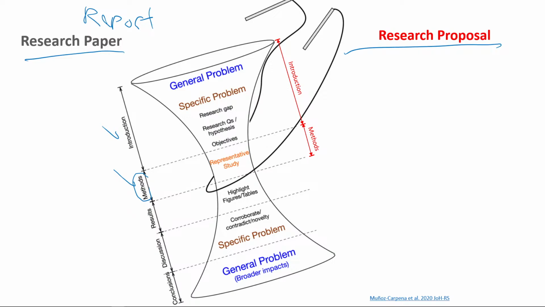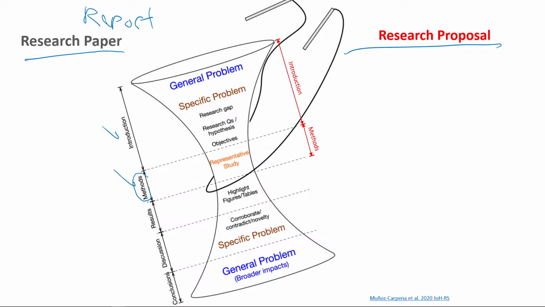Then you see here, this is general, and then you come to the results. In the results you start to become a little bit more general again. So here you highlight figures and tables. So here this is your representative study, whatever you are doing. You put the method and your case study and explain it here. But this is the results, what you get out of this research.